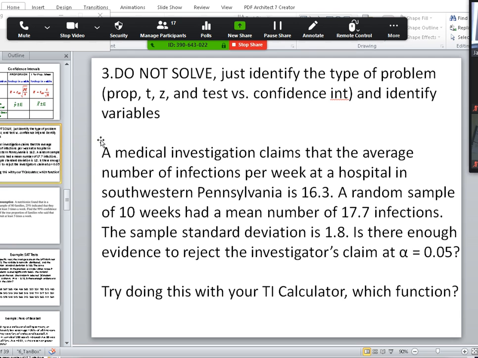So you don't get messed up, start reading with "A medical investigator claims." So Vanessa, since you're unmuted anyways, go ahead and read.